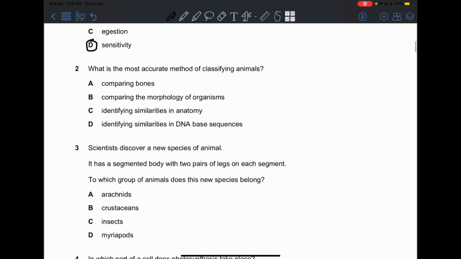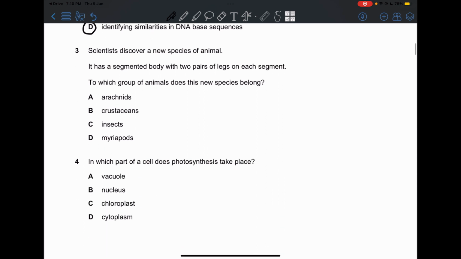Number 2, what is the most accurate method of classifying animals? Over here, we know that there was morphology and anatomy in the past, but now we don't use these because they are not as accurate as the DNA. So we're going to be choosing identifying similarities in the DNA base sequence, because this is the most accurate and modern method.